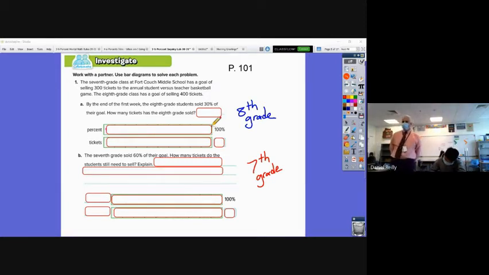Okay, so remember, you take the 100% strip, and on the other strip, which is tickets in this case, what is the total amount of tickets that you're going to set equal to that 100%? And then split the percent bar into the right number of equal spaces. It's either going to be 10 or 4. If it's a 25%, 75%, you would split into 4 equal spaces. If it's some kind of 10%, like 30, 50, 80, then you would split them both into 10 equal pieces.